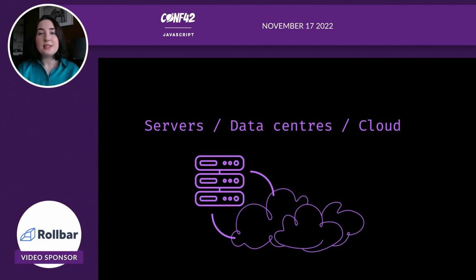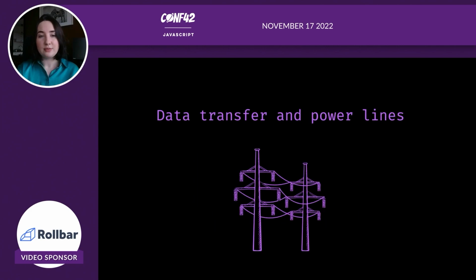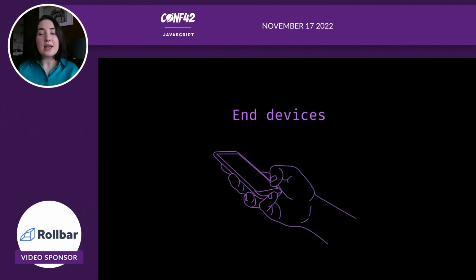And this is 700,000 times more than if you would be storing this data on your hard drive. Another fact is that data centers are responsible for 1% of world's electricity consumption. Next, data transferring via the telecom infrastructure, so power lines, and everything here has to be powered up as well. And last but not least, end devices.